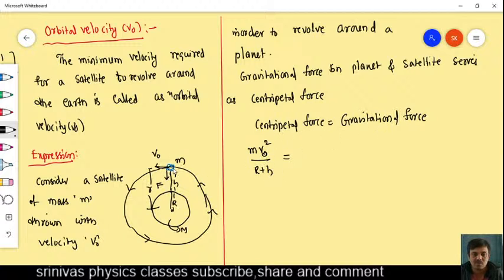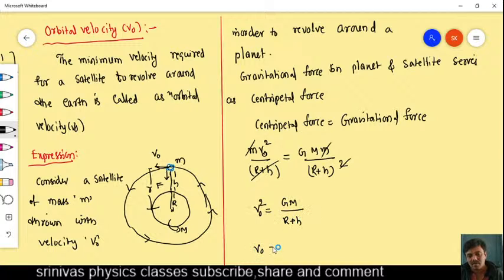And the gravitational force between these two is G, this is capital M and this is small m, by distance square, from the universal gravitation law. The distance between these two is R plus h, so distance square. That's all, the derivation is almost completed. R square will cancel, small m will cancel. Then what you are getting? v naught square is equal to GM by R plus h. Then I want v naught. The v naught formula is under root GM by R plus h. That's all. This is the formula for the orbital velocity.